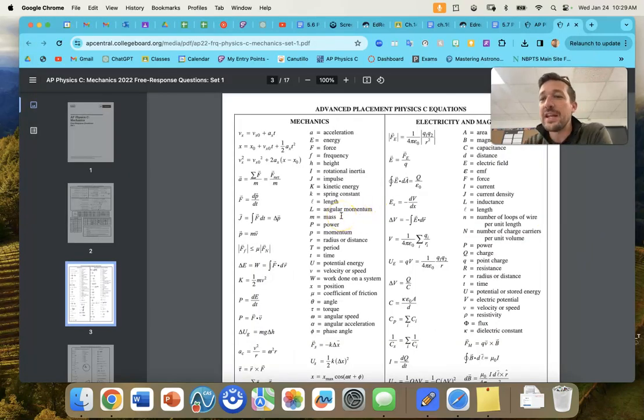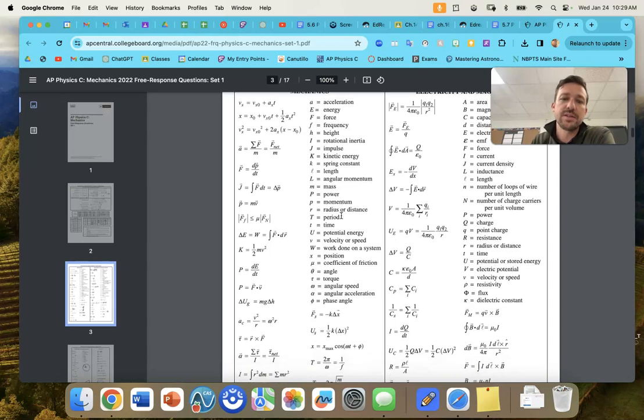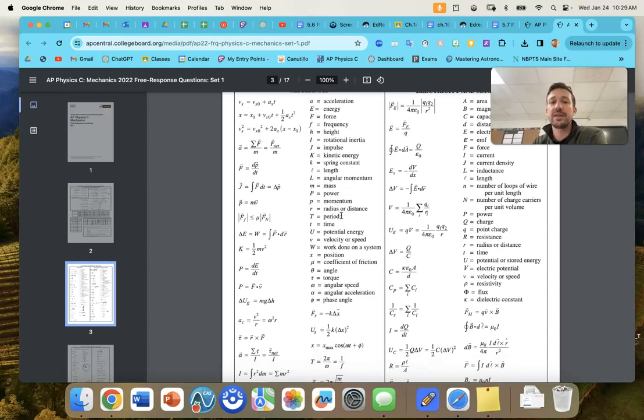Remember, you're going to need to be good with this formula chart because you have to be able to use it on the test. You can memorize all these formulas if you practice, but being able to identify them quickly on the formula chart is probably the more pragmatic approach. So let's find power.